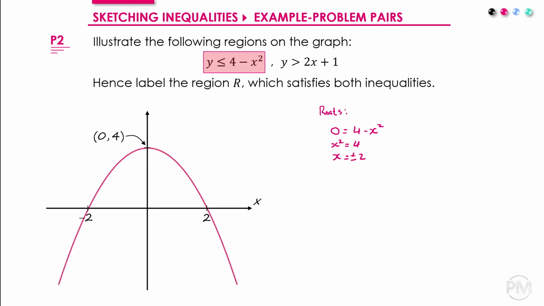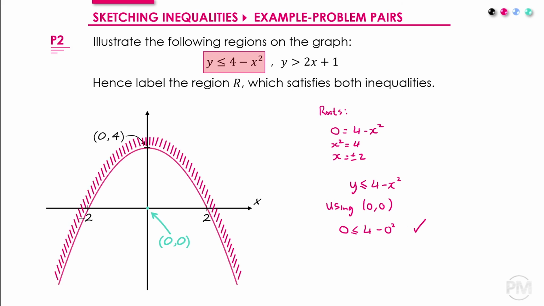Next up, we need to decide where to shade. So if we choose the point (0, 0), in this case, we get 0 is less than or equal to 4 minus 0 squared. 0 is less than or equal to 4 is true. So this point is in the region we want, so we shade the other side.